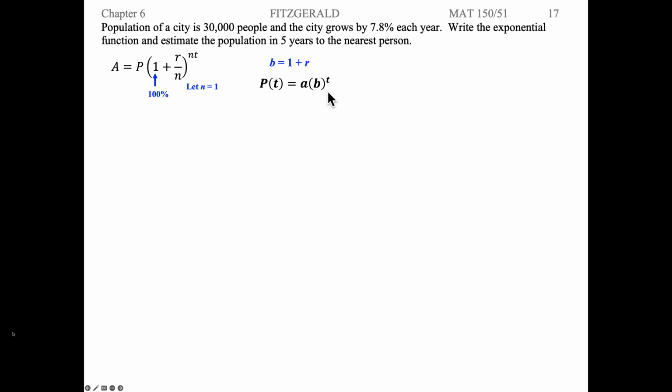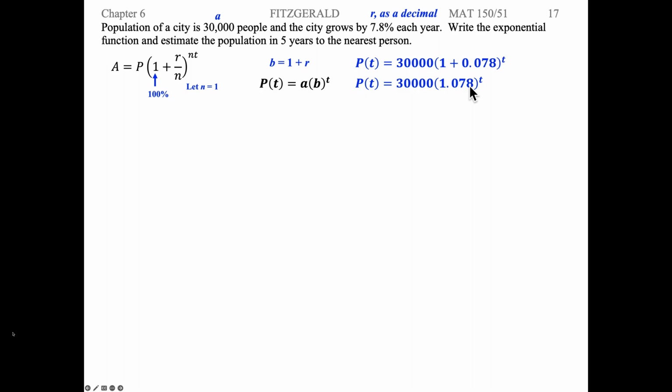So here, A, our initial value, just like your initial investment or your principal, is 30,000. And here's my rate, r. Again, remember, we've got to change it to a decimal, so 0.078. And we plug that into our formula. If you want to simplify this, we can call that 1.078 on the inside.